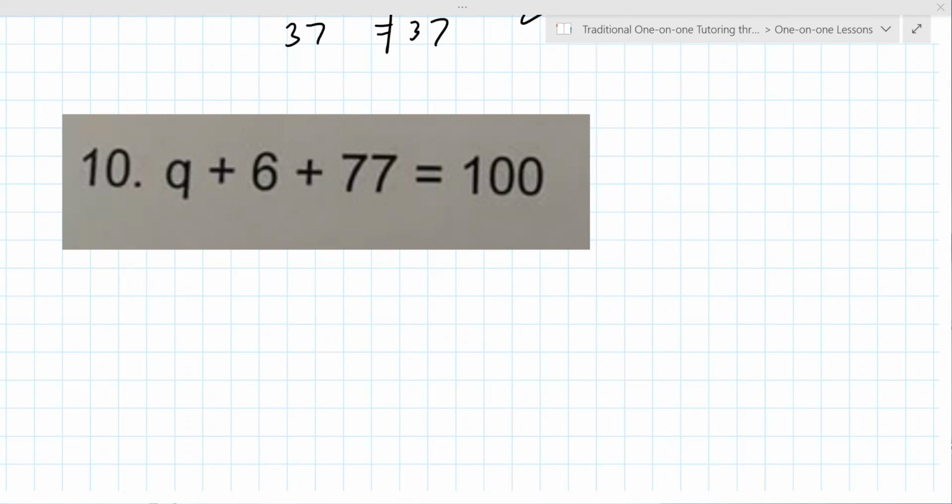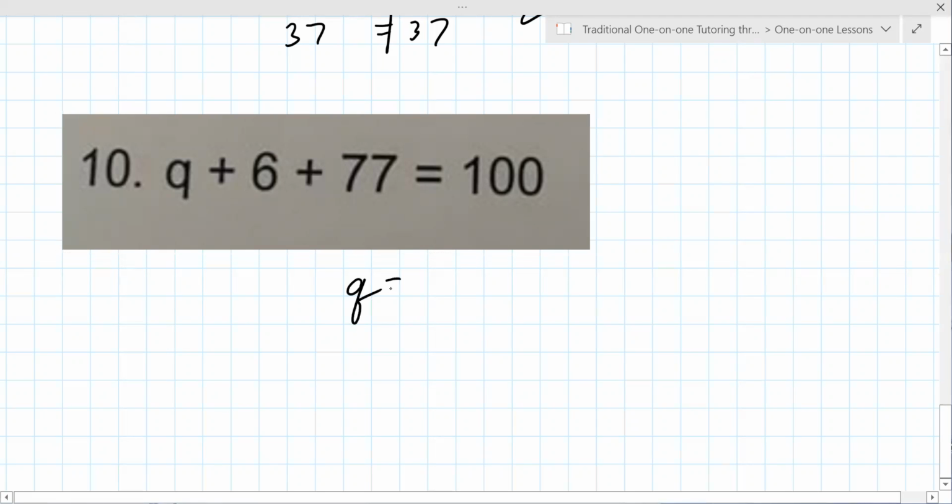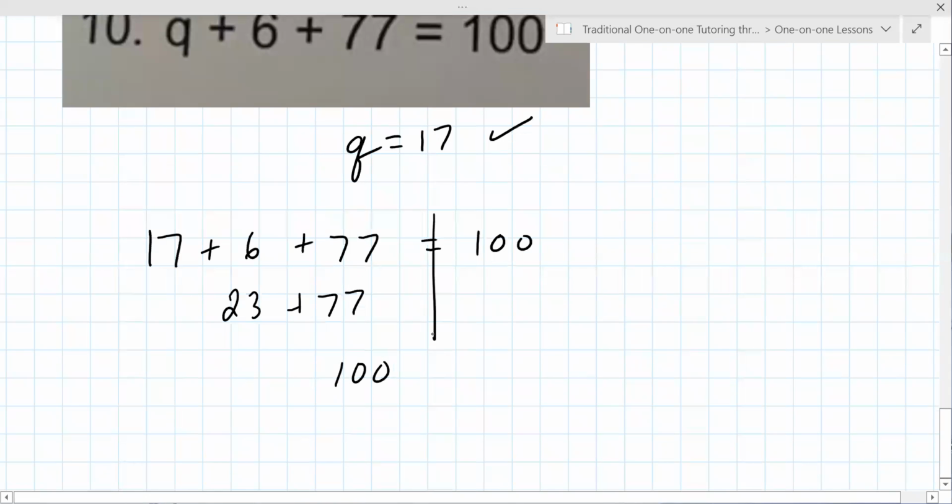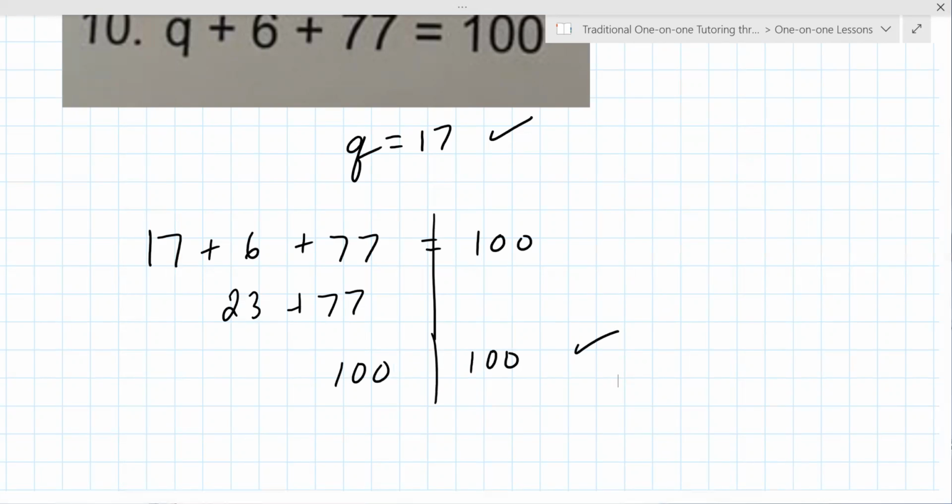Q equals 17. That is correct. And the check here is 17 plus 6 plus 77. Does that equal 100? 17 plus 6 is 23. 23 plus 77 is 100. Very good. Now they do get more sophisticated than this one, but for now that's good enough here.